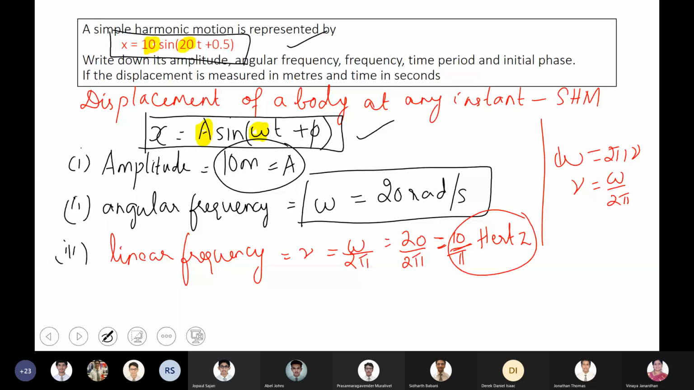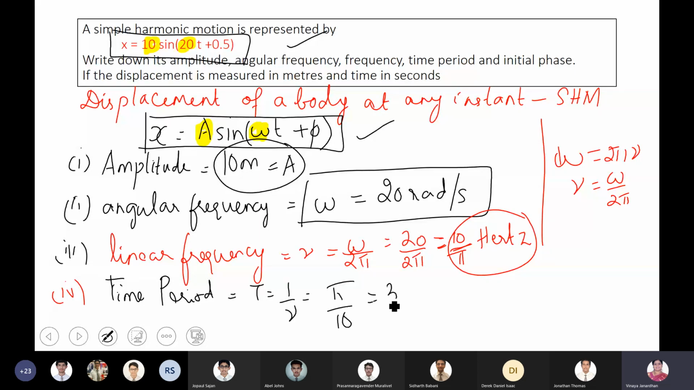Next, time period. So what is time period? T is equal to 1 by nu. Time period is 1 by nu, right? So it will be pi by 10. So that is 3.14 by 10. It is 0.314 seconds.